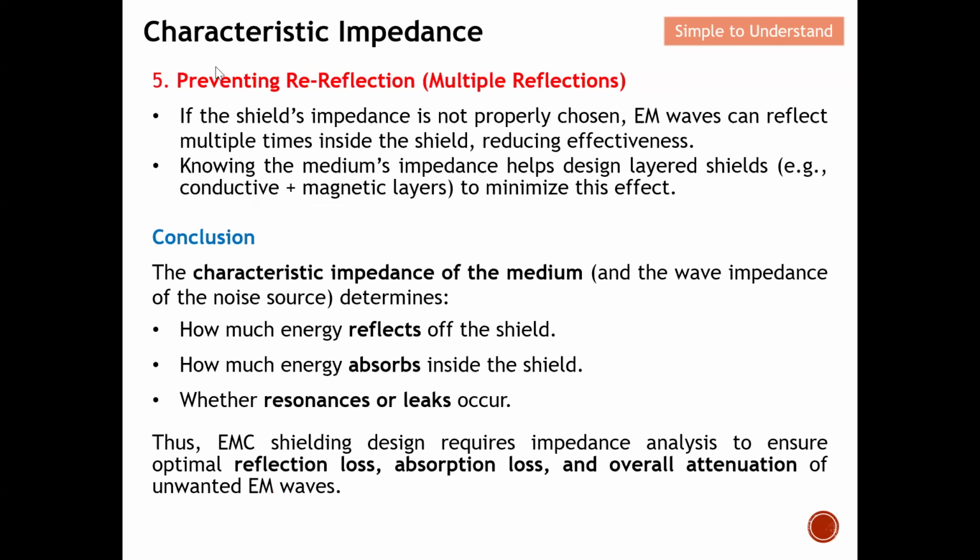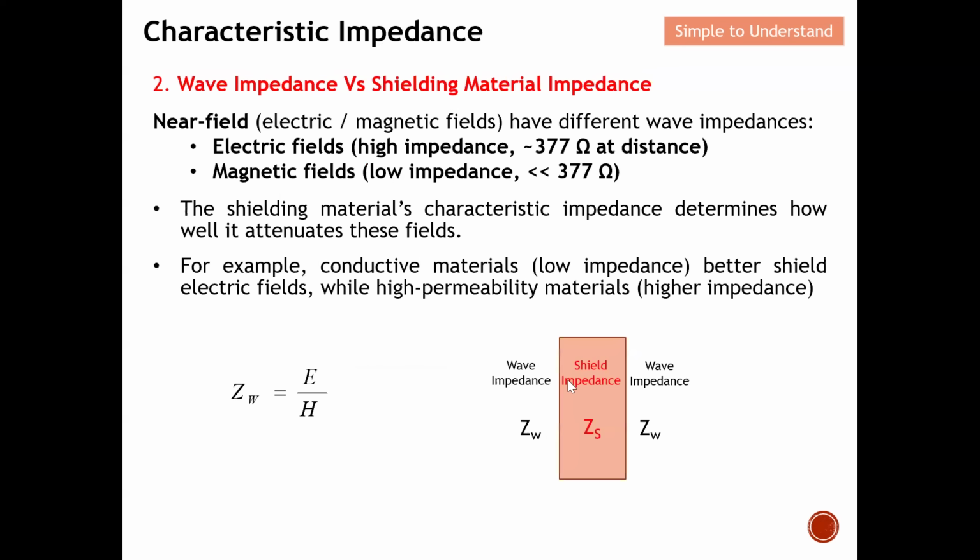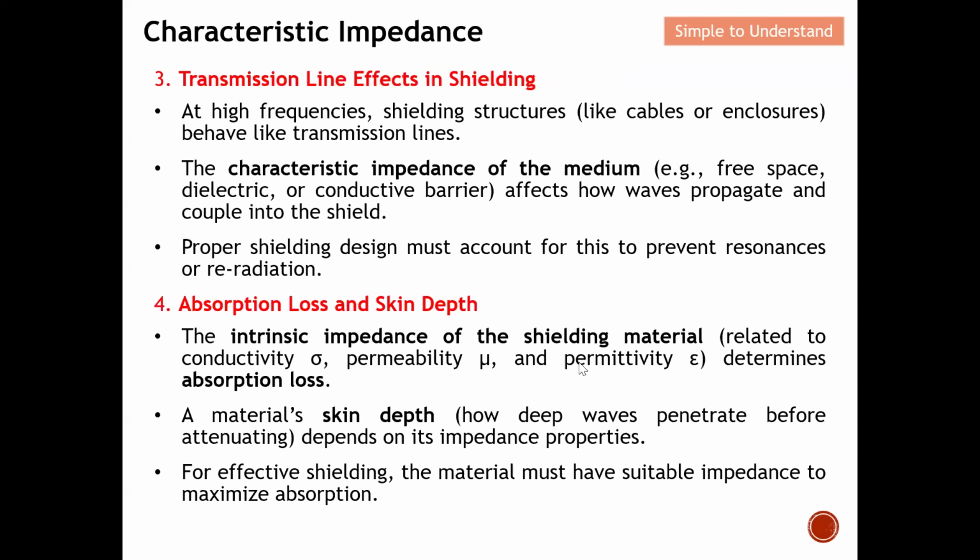Item number 5, prevent refraction, which means multiple refraction, under the term B here. If the shield impedance is not properly chosen, the EM wave can reflect multiple times inside the shield, reducing effectiveness. So this is what it means here. If you still remember, we can have multiple refraction inside the shield. Basically this is what it meant under item number 5.